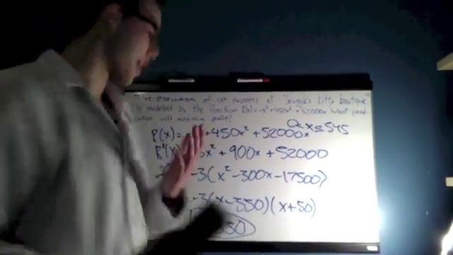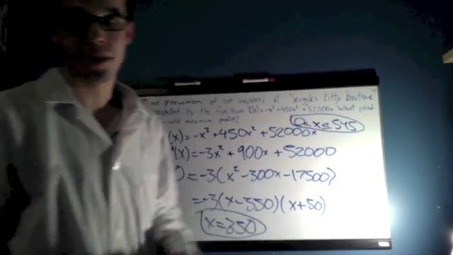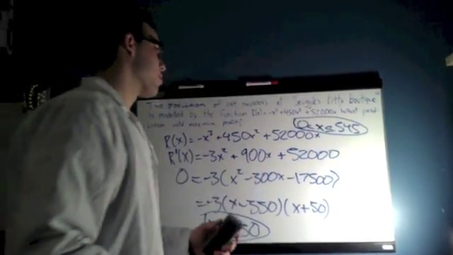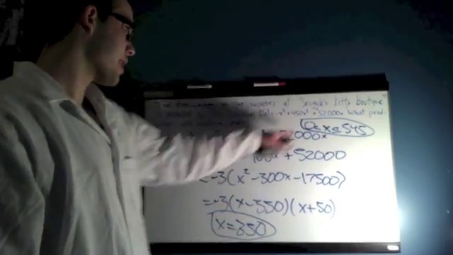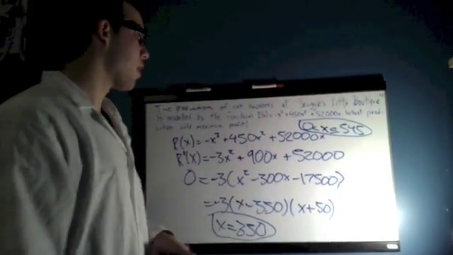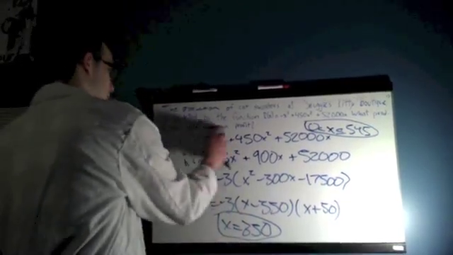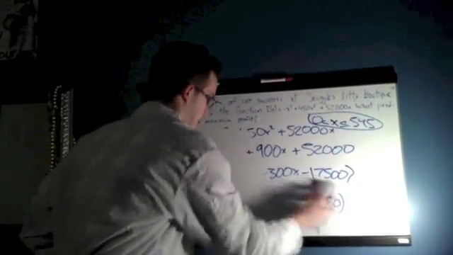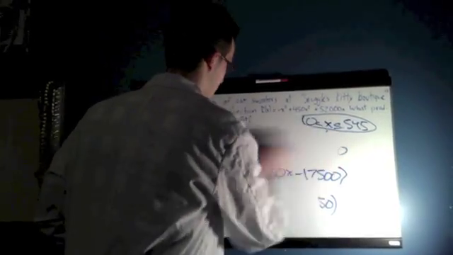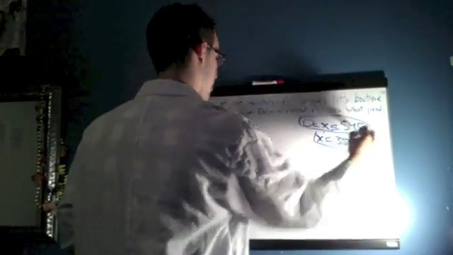A max and min can either occur at a critical point inside of a function, or it can occur at one of the endpoints of our domain. So what we need to do at this point is take these 3 values, so 350, 0, and 545. We put them back into our revenue formula, and we solve for the revenue. So whichever revenue is the highest is the maximum. So x equals 350, just so we can remember that.